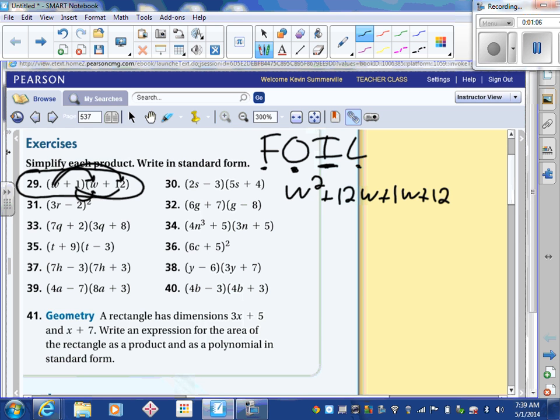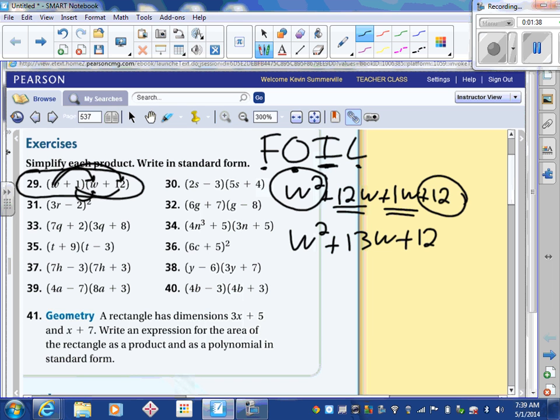From here, I have to add my like terms. And at the end, put it in standard form. I'm looking here, W squared. Is there any other W squares? No. So I can just write W squared. Here are my like terms. W with a 12 and W with a 1. 12 plus 1 is 13. So that becomes 13W. And what's left over is the plus 12.